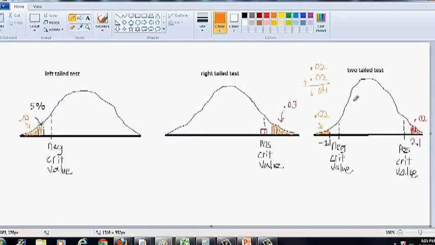So I think that explains everything that I wanted to cover in this example, or in this lesson.